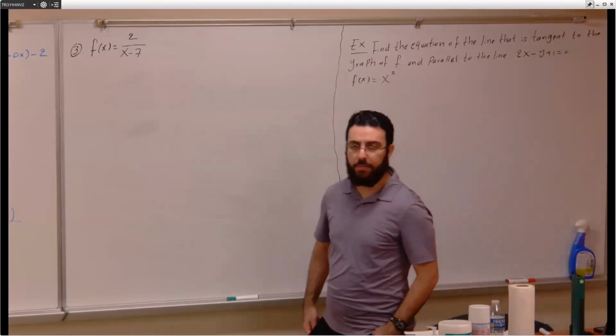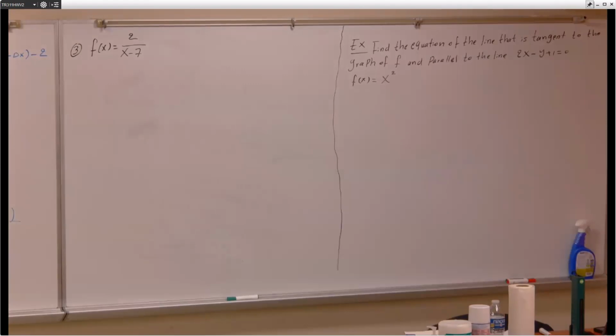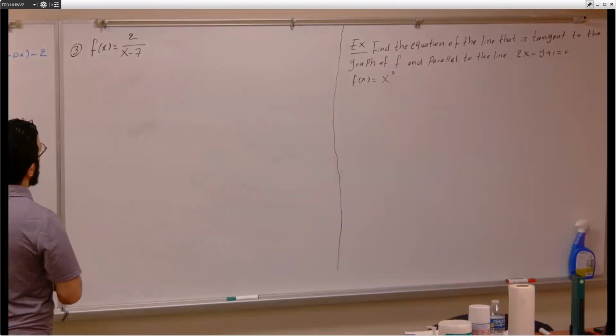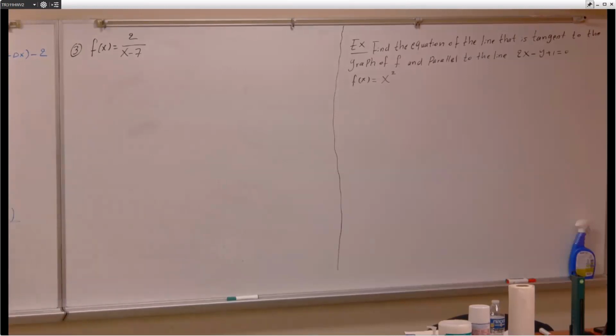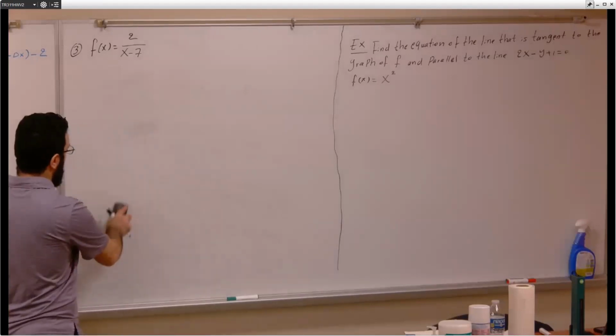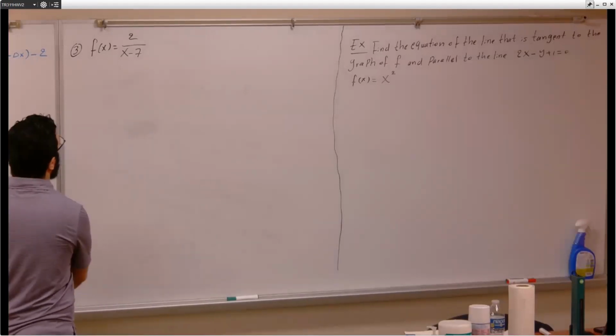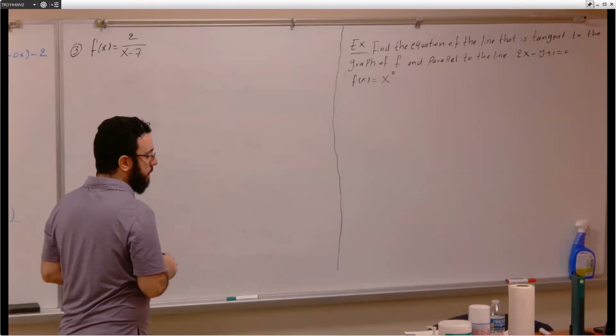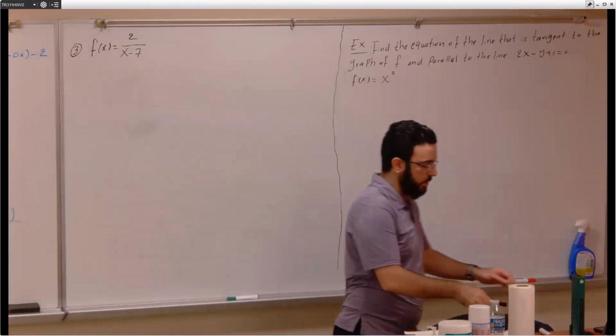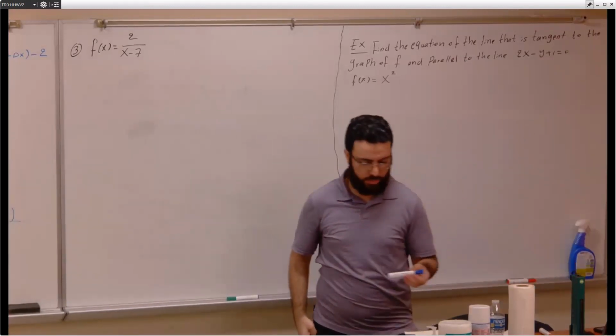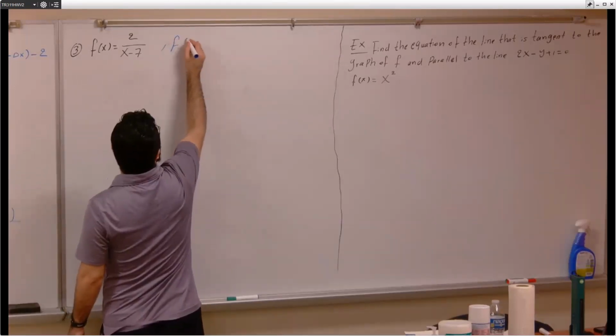So f of x now, we need to find the derivative. If we have a fraction, 2 over x minus 7. Let's check how we're gonna solve this one. So the same thing, f of x plus delta x is going to be here, f of x plus delta x.